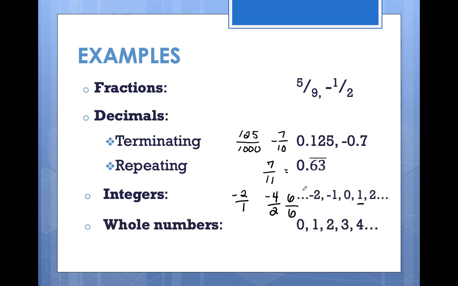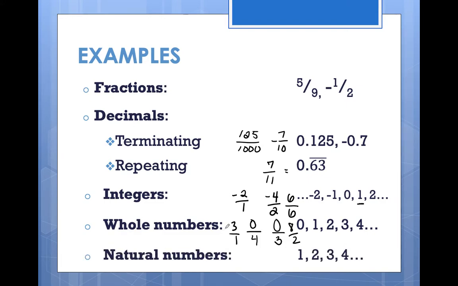Whole numbers can also be written in the form a over b, just like in the examples I showed you above with integers. 0 can be written as basically 0 over any number is 0. Or you could write 3 over 1, that's in the form a over b. You could write 4 as 8 over 2. Those can be written in the form a over b. And finally, what we call natural numbers. These can be written in the form a over b as well.